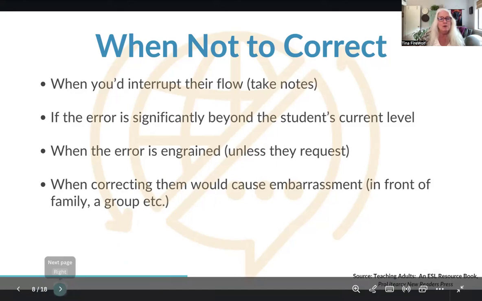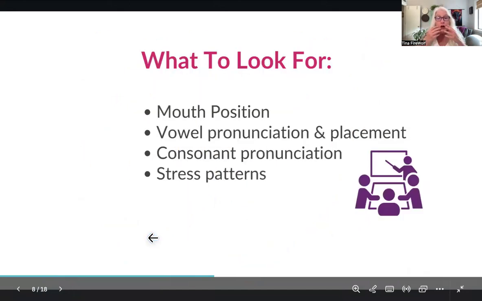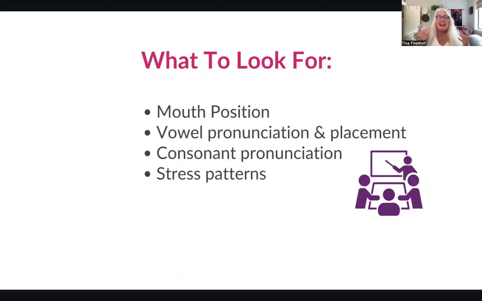All right, moving on. What do you look for? So when you go to correct somebody, what exactly are you looking for? You're looking for the mouth position, the vowel pronunciation, and the placement in the mouth, the consonant pronunciation, and any stress patterns. Now, this can get really complex. People write huge books on this stuff, but we're going to keep it really simple for today, okay?